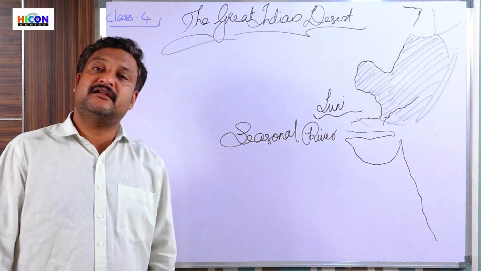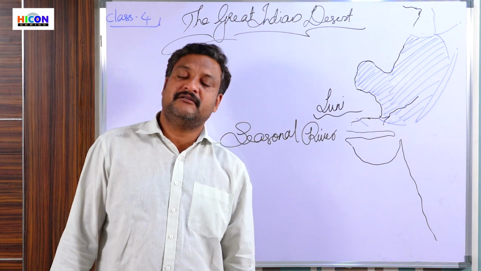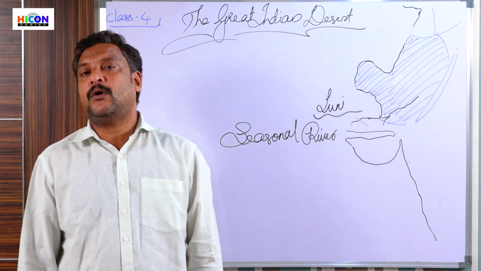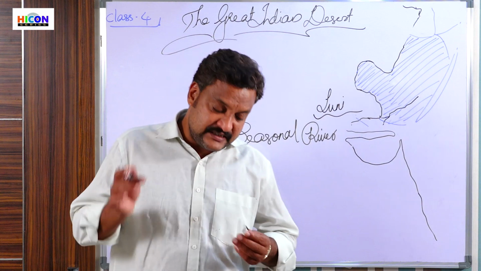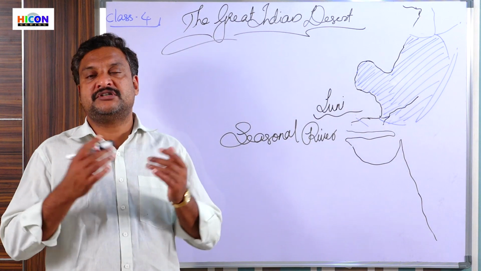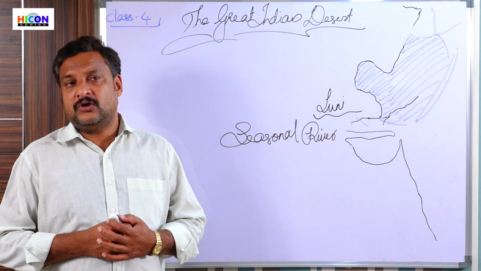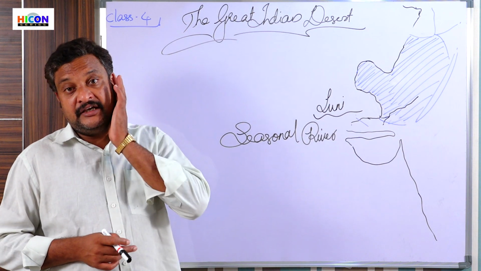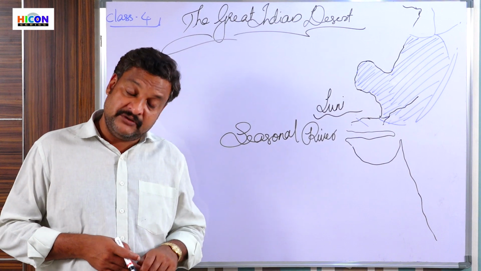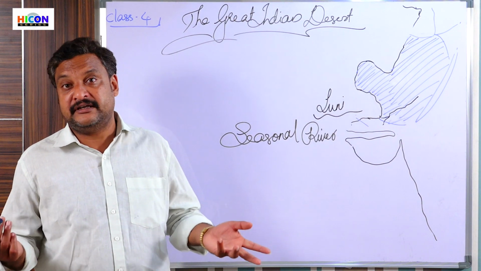What do you mean by a seasonal river? Seasonal river means a river which will have water only during the rainy season. During the summer season, the river will go dry. Already it's very hot in the desert regions, and if that region has a river, even during the rainy season, it's a great thing, isn't it?